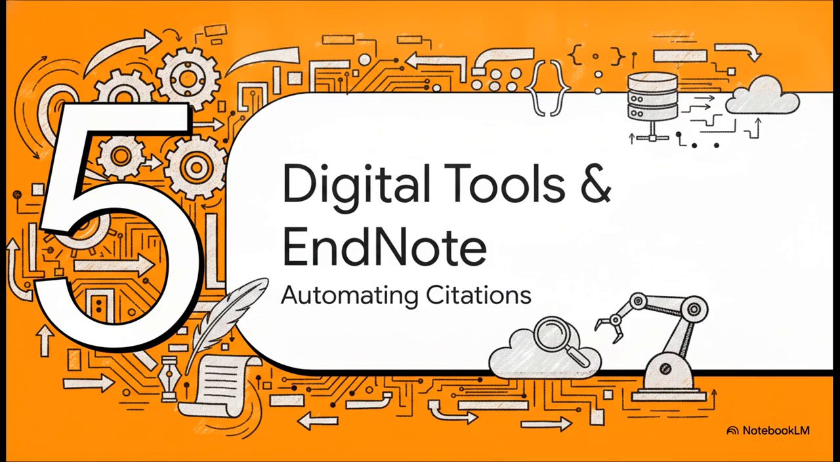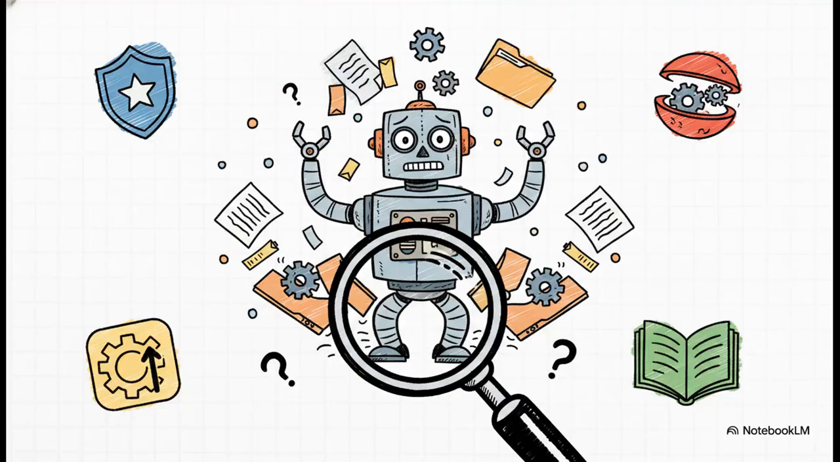Okay, Section 5, Digital Tools and EndNote. Consider this next part your reward for mastering the core mechanics. Once you actually know the rules, you can safely let digital tools do the heavy lifting for you. There are some really fantastic generators out there. Tools like Cite This For Me, Scribr, MyBib, and robust software like EndNote. They are massive time savers.